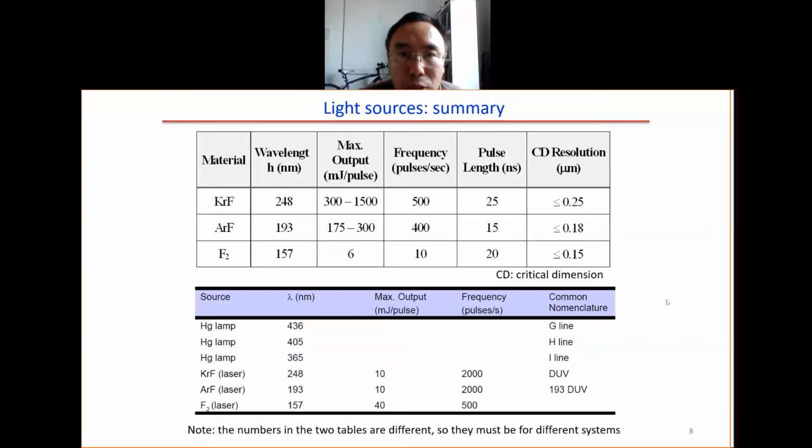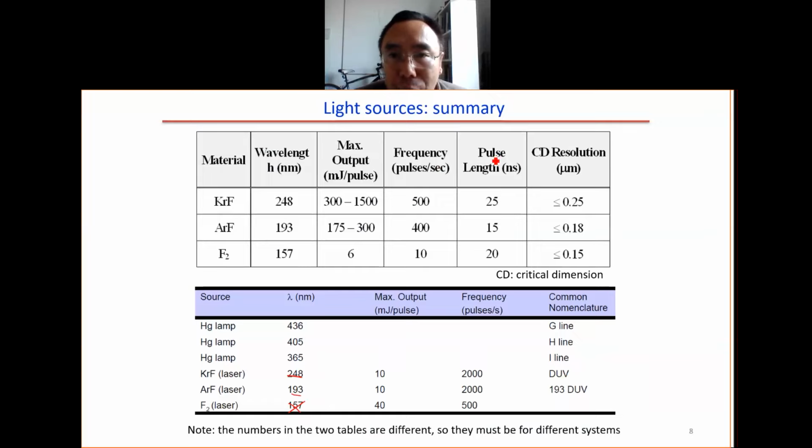So this is the summary of the light sources for lithography. We have the mercury arc lamp: 436 nanometer is the G line, 405 nanometer is the H line, 365 nanometer is the I line. Then we have the excimer lasers: krypton fluoride, which is 248 nanometer, argon fluoride, 193 nanometer, and fluorine. This one is skipped, ignored nowadays. It used to be a popular choice for next generation lithography, but about 20 years ago, 157 nanometer was given up.